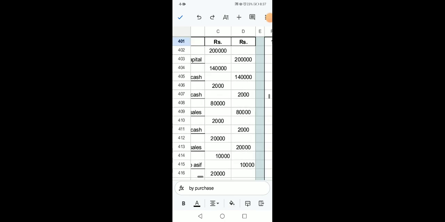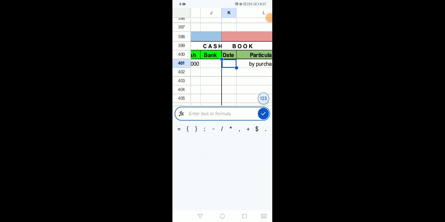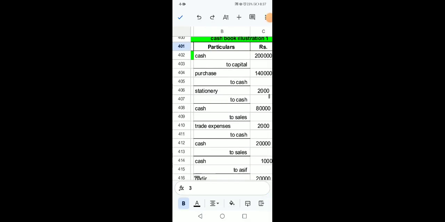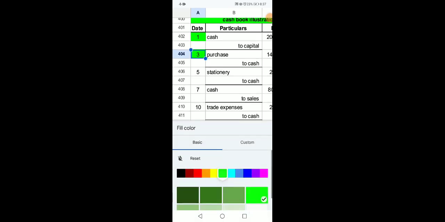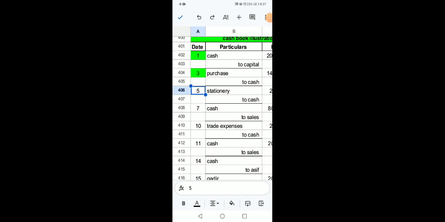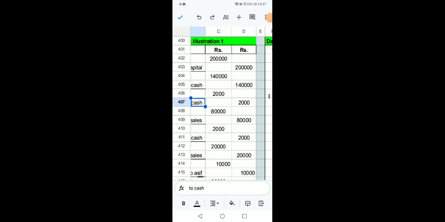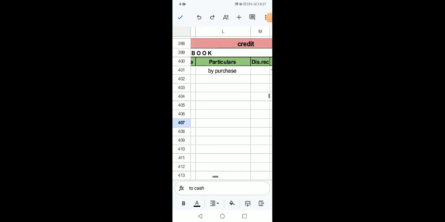It is 3. Mention date in date column as 3, with which what had happened, you have completed entry number 3. In entry number 3 there was only one element, and that element was cash, which has been posted. Entry number 3 is completed. Mark it as it has been done. Now we are on entry number 5. There are two elements, but we are related with only one element, which is cash, and cash is credited by 2000. Go to the credit side and write in cash column 2000.